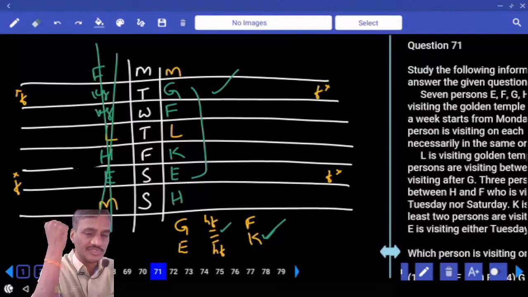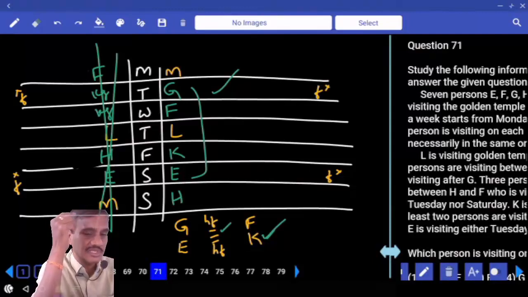E is before G. Is that true or false? E is before G is false. And L is before H. L is before H, true or not? Next one, L is before H, and the second person is visiting before the first person.